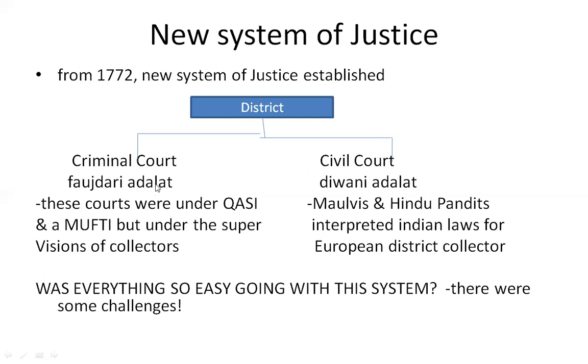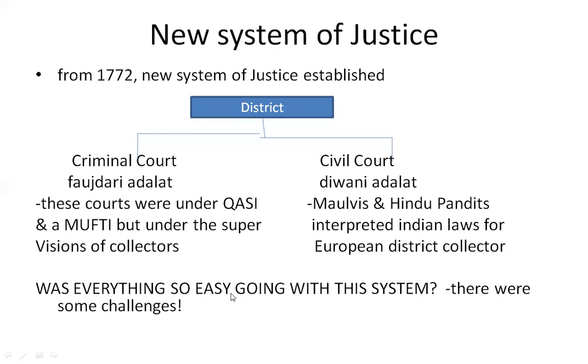The criminal court was known as Faujdari Adalat and the civil court was known as Diwani Adalat. The Faujdari Adalat courts were under a Qazi and a Mufti, but under the supervision of collectors. The Qazi was the judge, and the Mufti was a person of the Muslim community who made sure that the verdicts given by the Qazi were implemented properly. And the Maulvis and Hindu Pandits interpreted Indian laws for the European district collector.